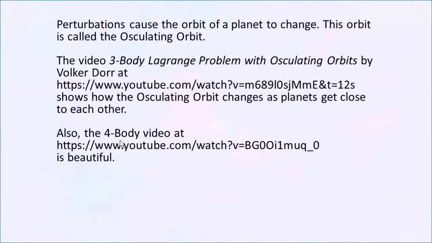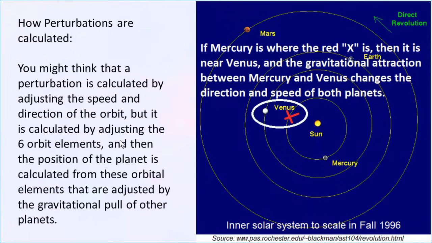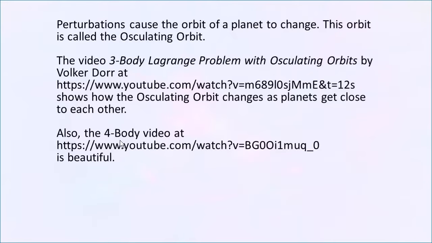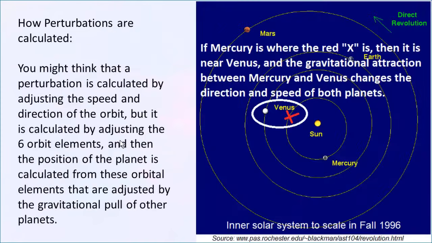Okay, now, perturbations cause the orbit of a planet to change. This orbit is called the osculating orbit. So here's the interesting thing. Let's go back to this image.